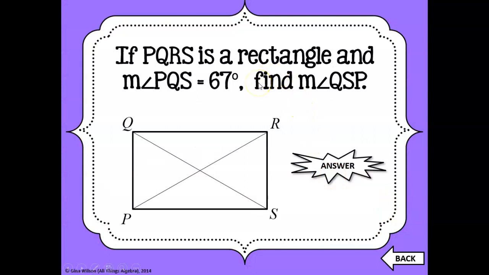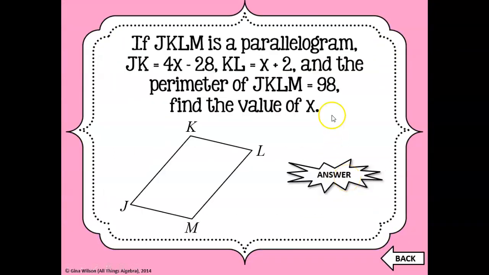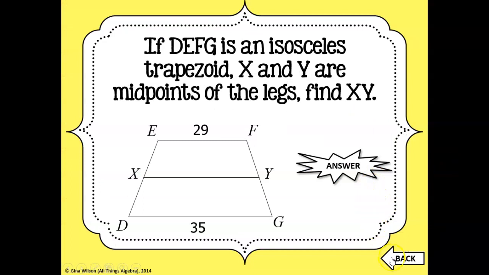All right, there we go. It's a rectangle. PQS is 67. Find QSP. All right, pause it, do it, and the answer is 23. They add up to 90, so I did 90 minus 67 to get 23. Nope, I'm not going to give you one like that in the quiz.